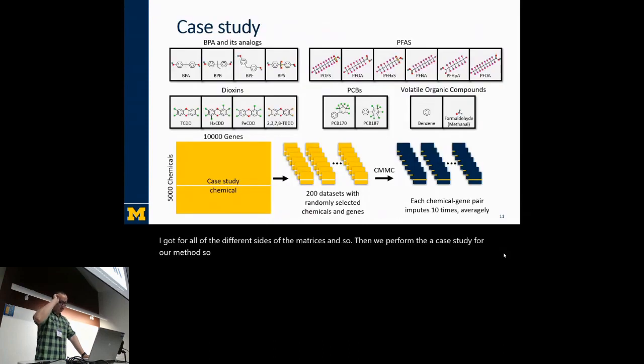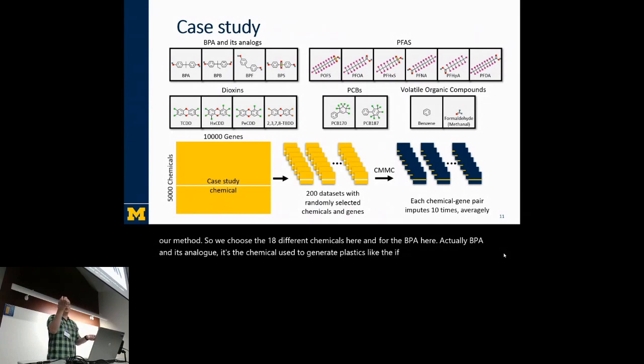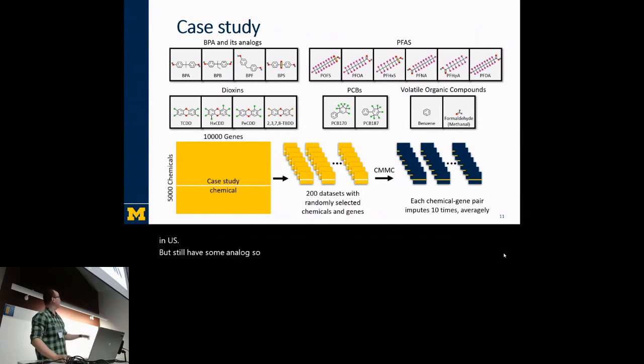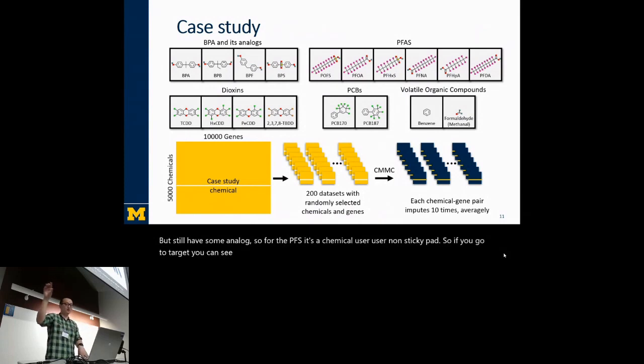So we choose 18 different chemicals here. For the BPA, BPA and its analogs are chemicals used to make plastics. If you buy bottled water from Costco, you can see the label no BPA. BPA was kind of banned like 10 years ago in the US, but there are still some analogs. The PFAS is a chemical used in non-stick pans. If you go to Target, you can see some products that say no BPA, no PFAS. But there are hundreds of PFAS, so they use different types of PFAS on that.